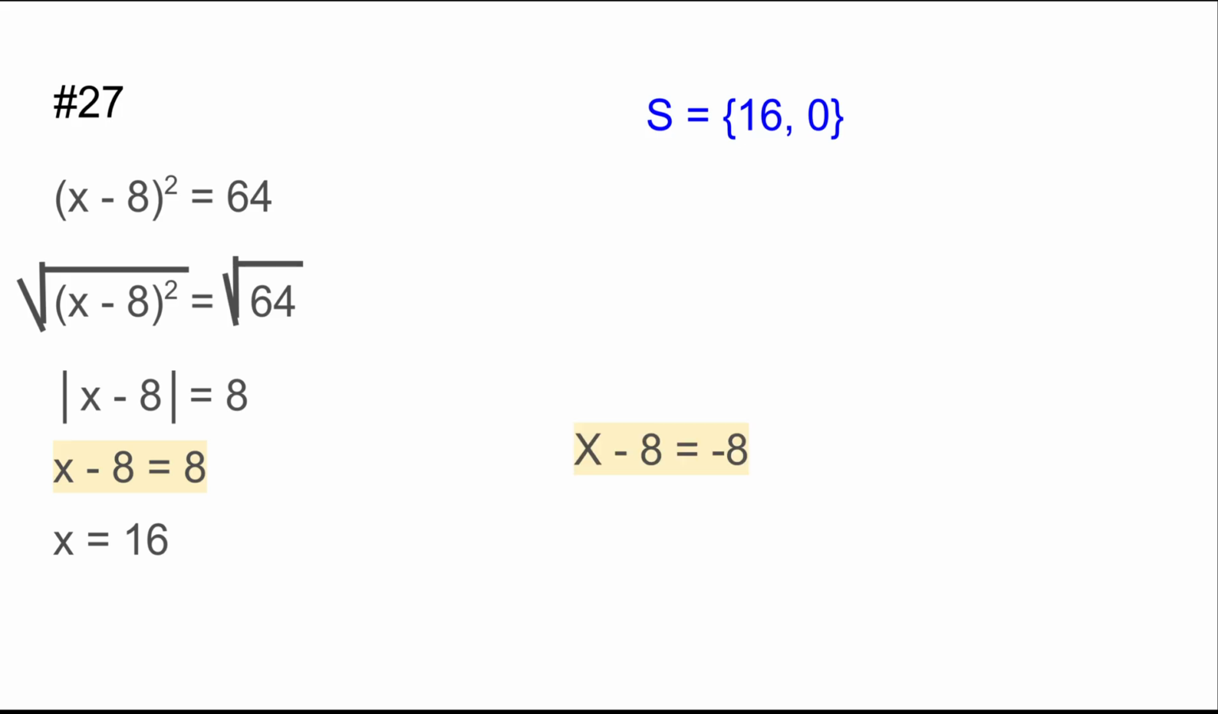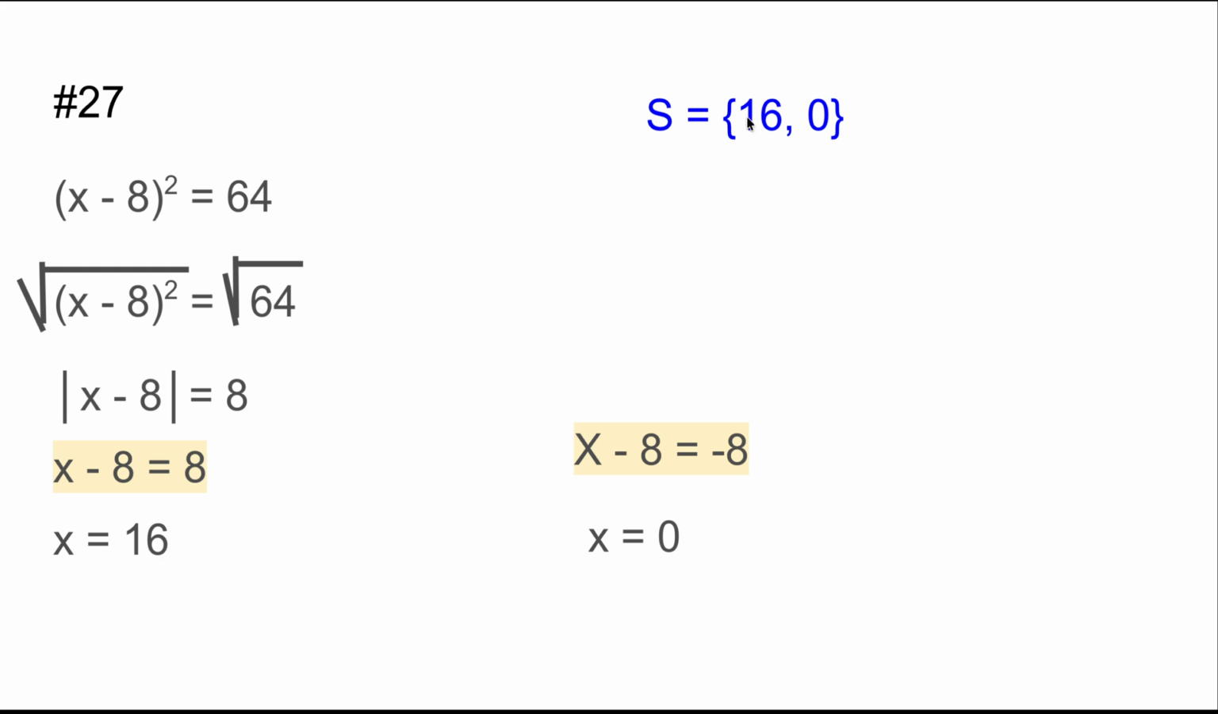And then we rewrite this again. X minus 8 equals negative 8. We add 8 to both sides, and it'll equal 0. And that's okay. If 0 is your answer, write 0 down. 16 and 0 are the solutions to this equation.